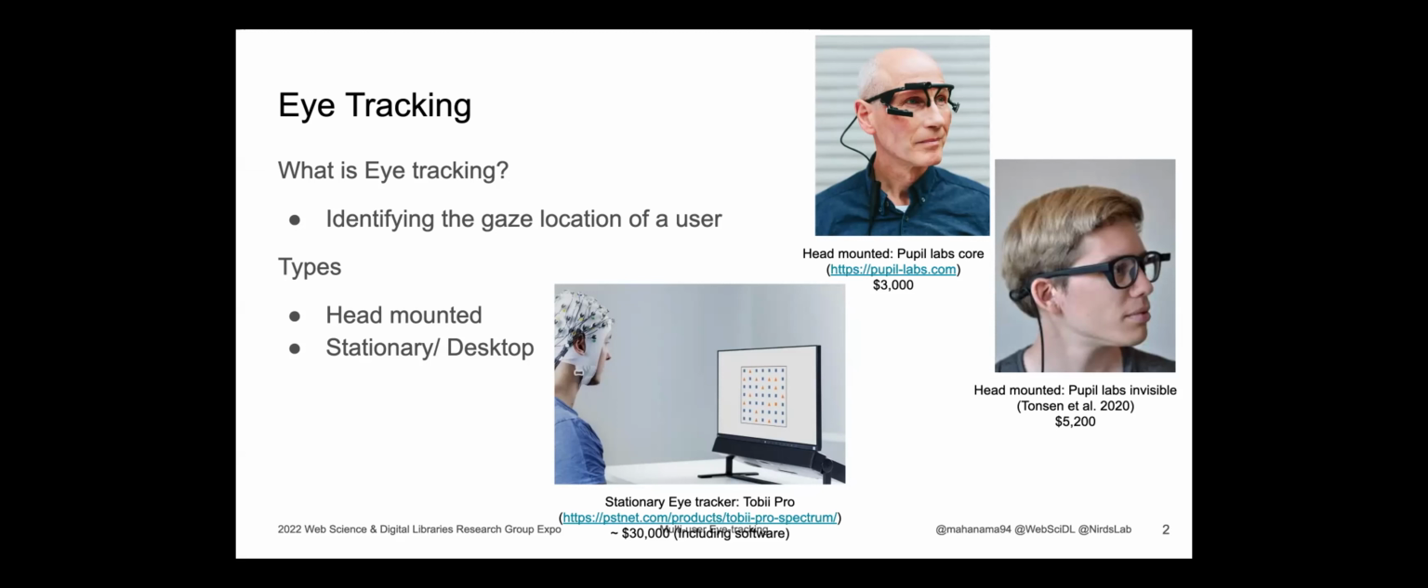The important aspect of these eye trackers is that they move along with the user's movements. In the case of stationary or desktop-mounted eye trackers, they do not move along with the user's movements. As the name says, they are stationary. In general, we attach these eye trackers to the surface or the screen that we want to perform eye tracking on. For example, over here, we have a desktop-mounted eye tracker attached to a screen. These eye trackers are really costly, ranging from $3,000 to $30,000, sometimes including the software needed to perform eye tracking.